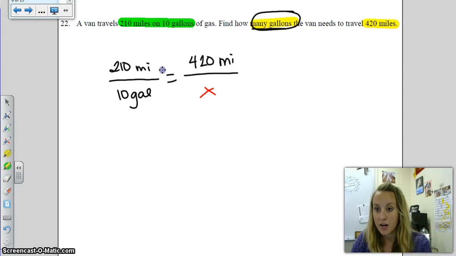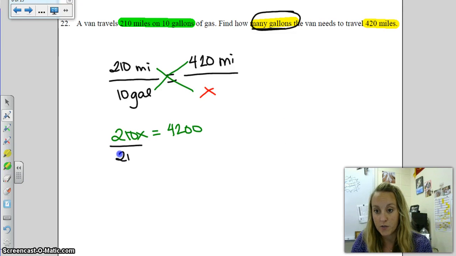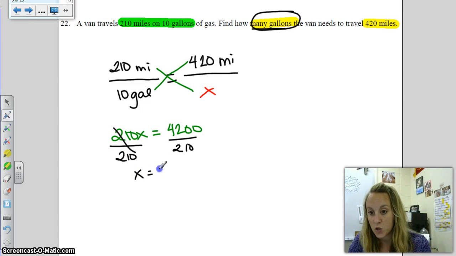Okay, after you've set it up comes the fun part. So you have 210 times X, so that's 210X equals 420 times 10, so that is 4,200. Then again, we just need to get that X alone. So divide by 210, and X is 20, and then you have to have the label, gallons.